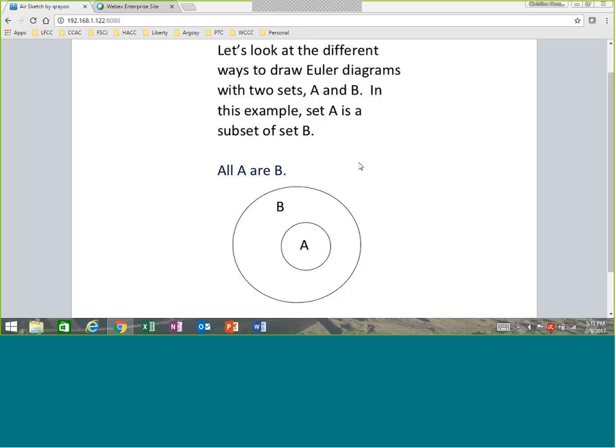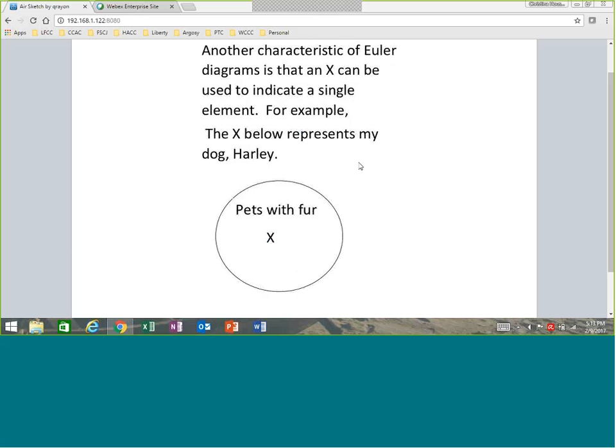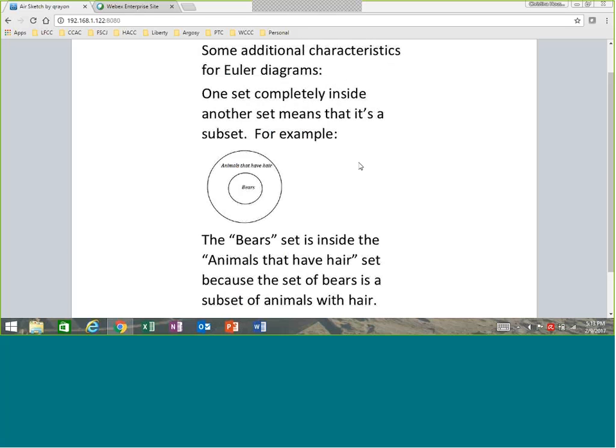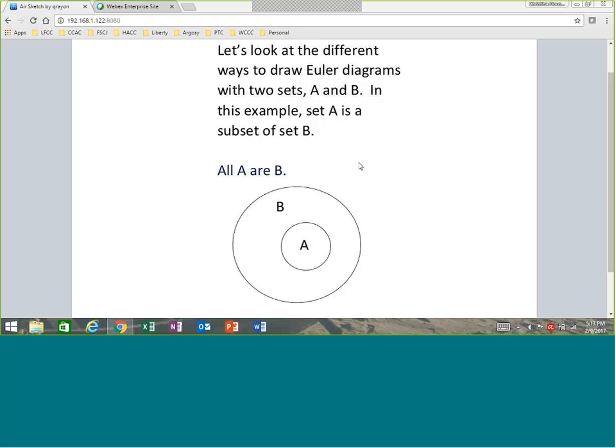Okay, so let's take a look at different ways that we can draw these Euler diagrams with two sets. Let's say we have two sets A and B. In this example, set A is a subset of set B, which is what I was just showing you a couple of slides ago, where bears is a subset of animals that have hair. Sometimes you'll see diagrams like this worded as "all A are B," like all bears are animals with hair. In that case, the entire circle A would be inside the circle B.